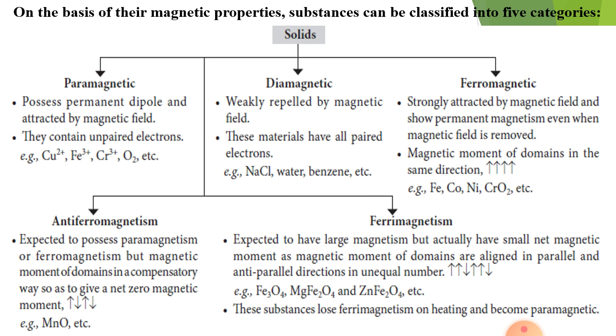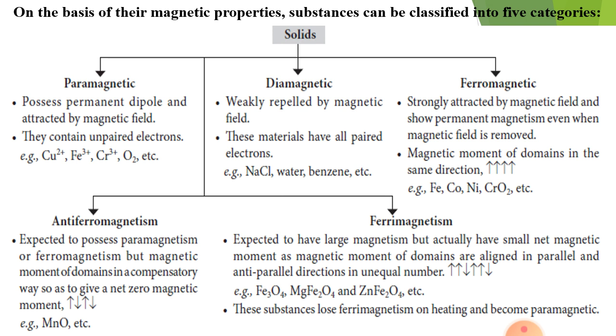Now third, ferromagnetic substances. Those substances which are strongly attracted by a magnetic field and show permanent magnetism even when the magnetic field is removed. That is, this also shows the magnetic property in the absence of a magnetic field.